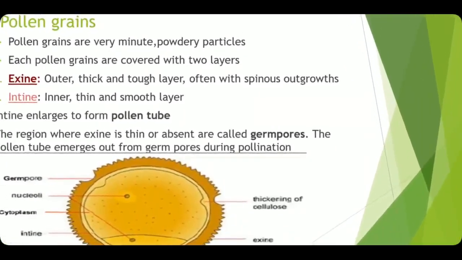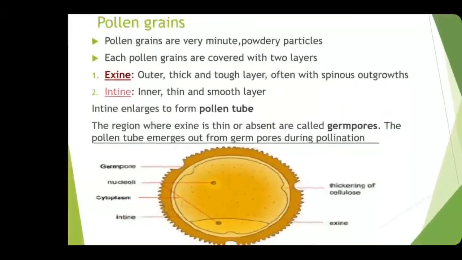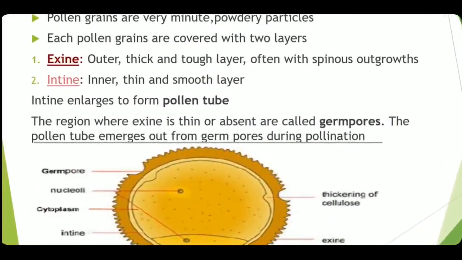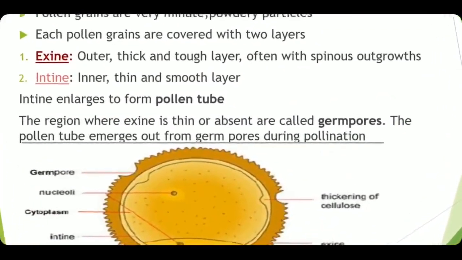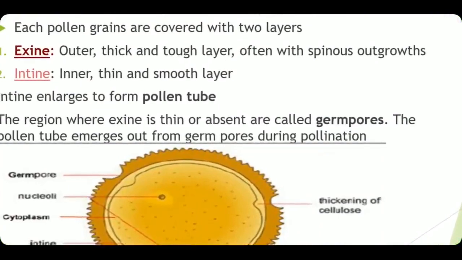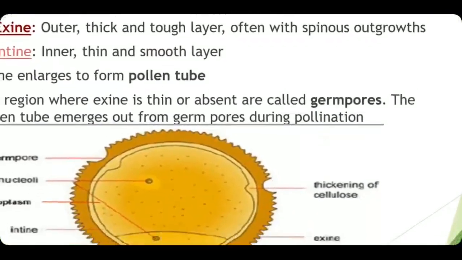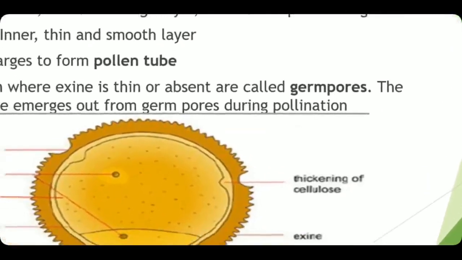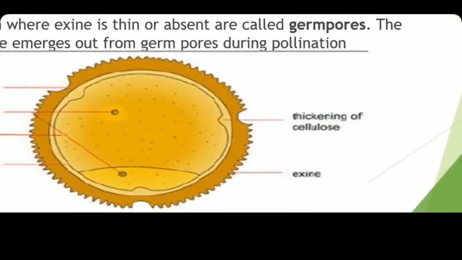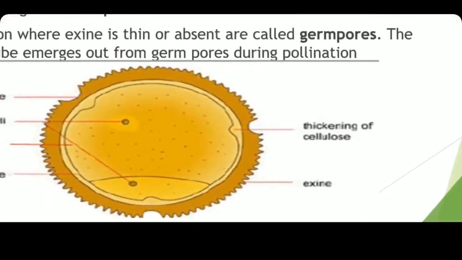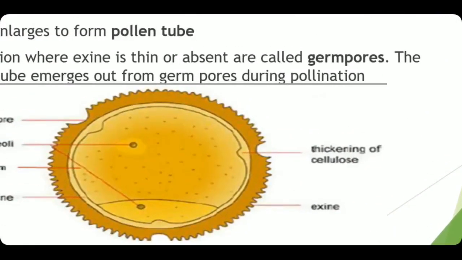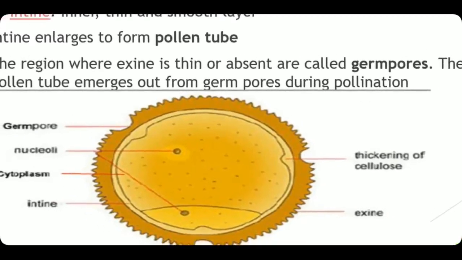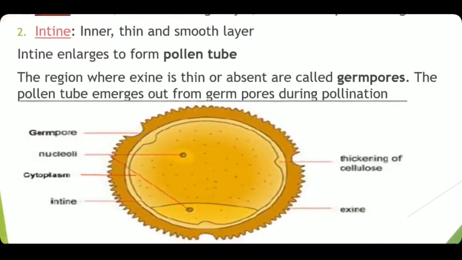If we compare the outer and inner layers, the outer layer is thicker and the inner layer is thinner. The outer layer is tough and the inner layer is smooth. The outer layer has spinous outgrowths, rough structures on the outer side, and the intine does not have them.